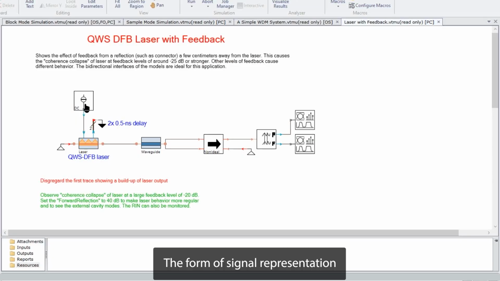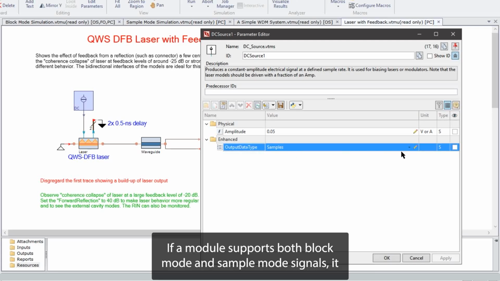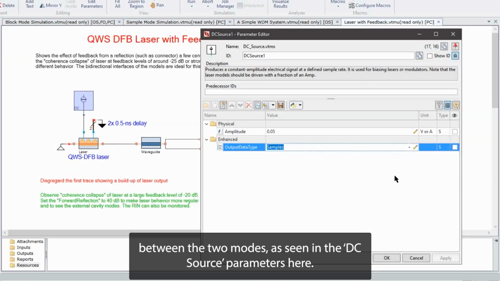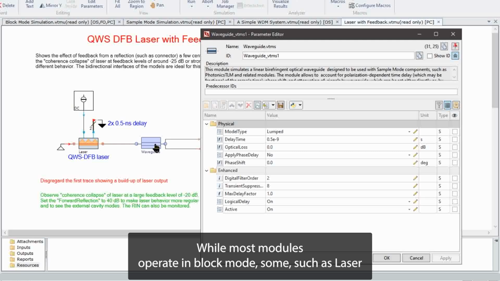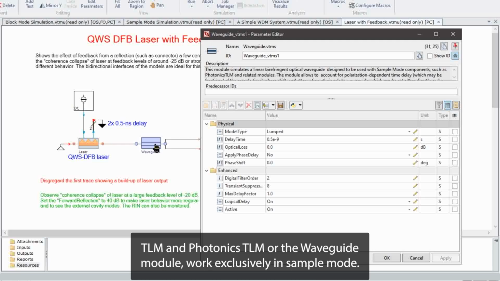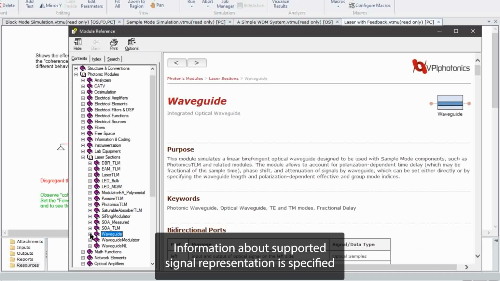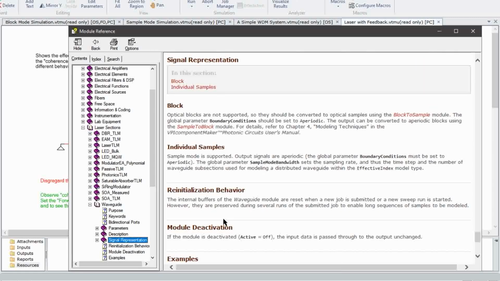The form of signal representation is determined at the optical and electrical signal sources. If a module supports both block mode and sample mode signals, it includes an output data type parameter that allows switching between the two modes, as seen in the DC source parameters here. While most modules operate in block mode, some, such as laser TLM and photonics TLM or the waveguide module, work exclusively in sample mode. Information about supported signal representation is specified in Module Reference Manual Signal Representation section.